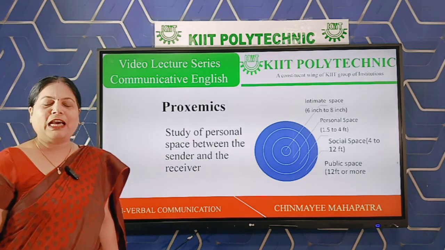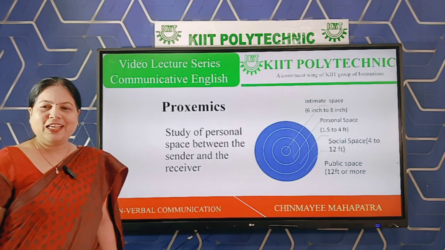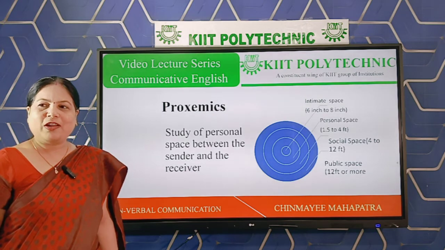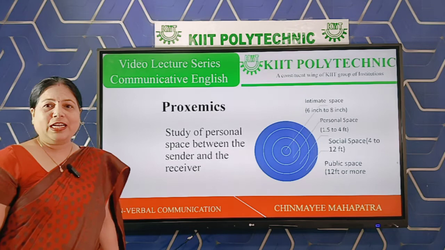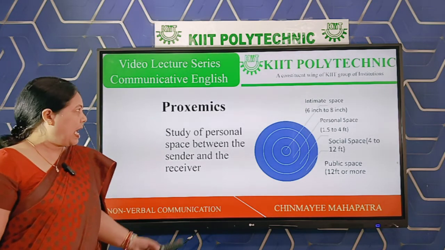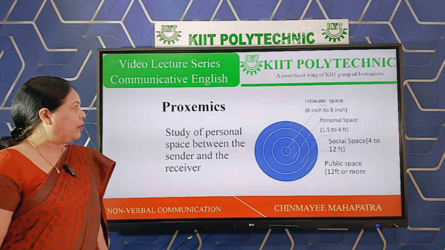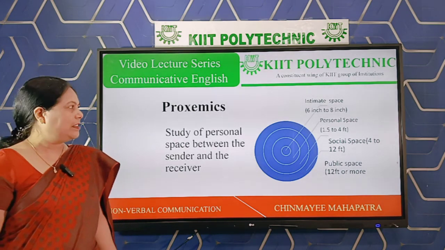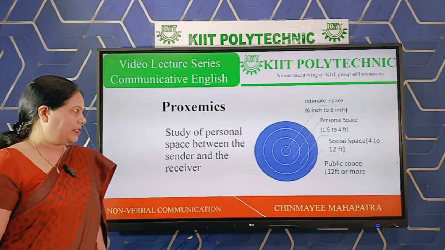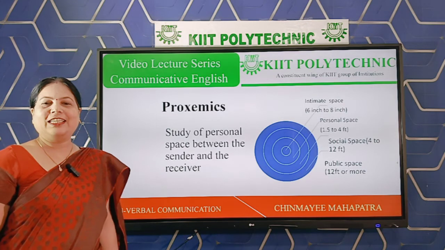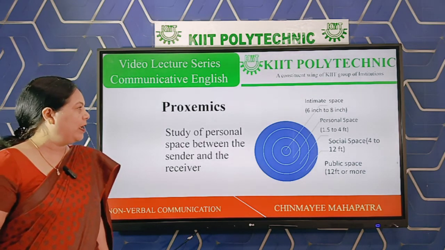Some people we are being intimate with, some people we are dealing with socially, some are personal, some are also... okay. So what is the intimate space? Here, as researchers, they have made it into 4 categories. One is your intimate space, personal space, social space, and public space.